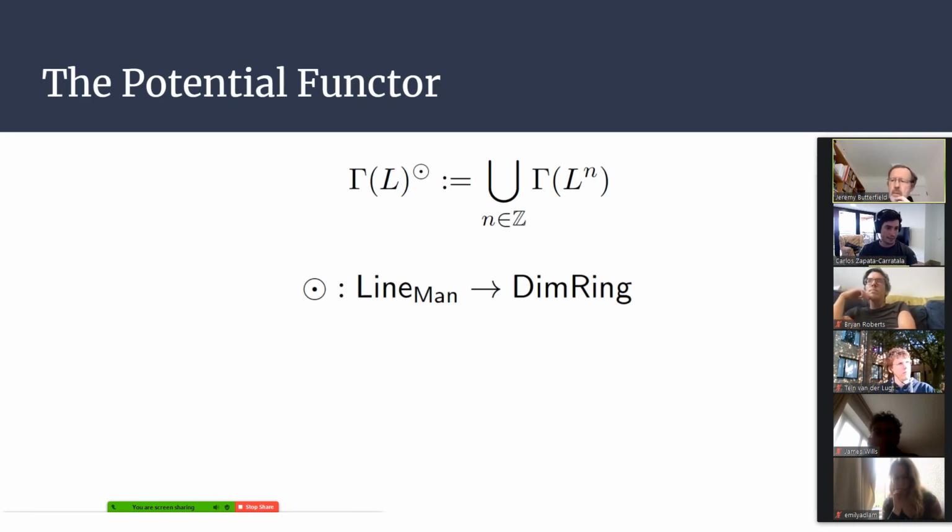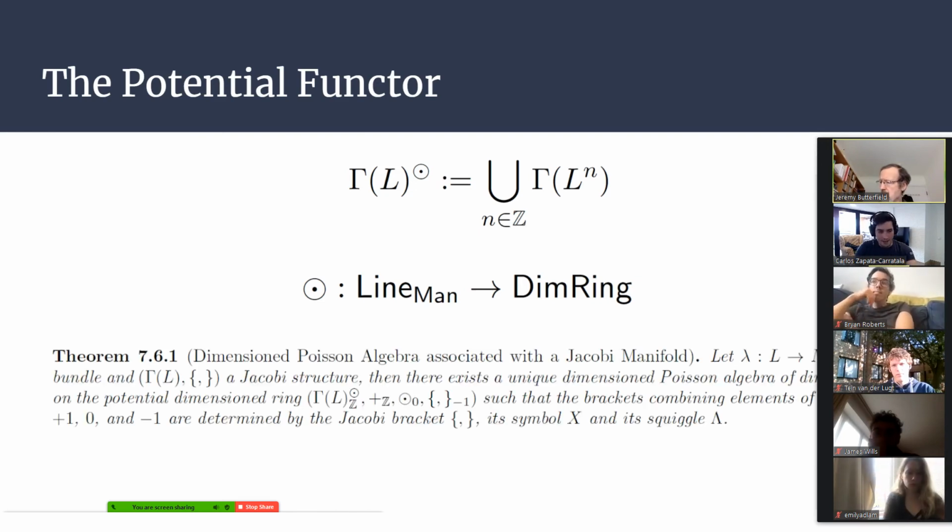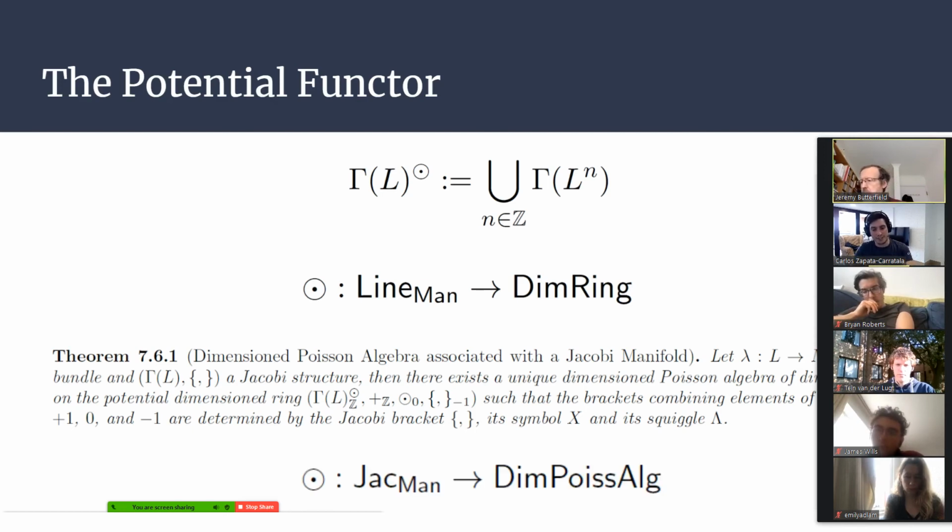Because we have more than just line bundles, we have contact manifolds. We've constructed this Hamiltonian functor to go from line bundles to contact manifolds, and so we have this theorem from my work. We don't have to look at the details, but basically what this theorem is saying is that to any Jacobi manifold there is a Poisson algebra associated in the dimension ring. Exactly in the same way that if you have a symplectic manifold, you naturally have a Poisson algebra on the smooth functions. Well, a Jacobi manifold has in this case a dimension Poisson algebra on the smooth functions. And so this potential construction becomes in fact a functor from Jacobi manifolds to dimension Poisson algebras.